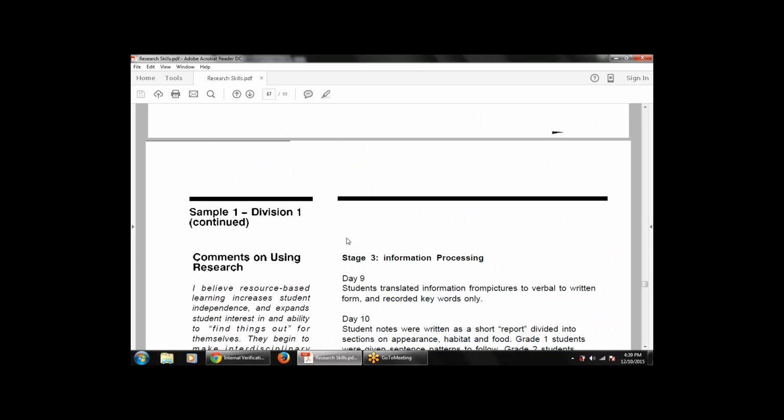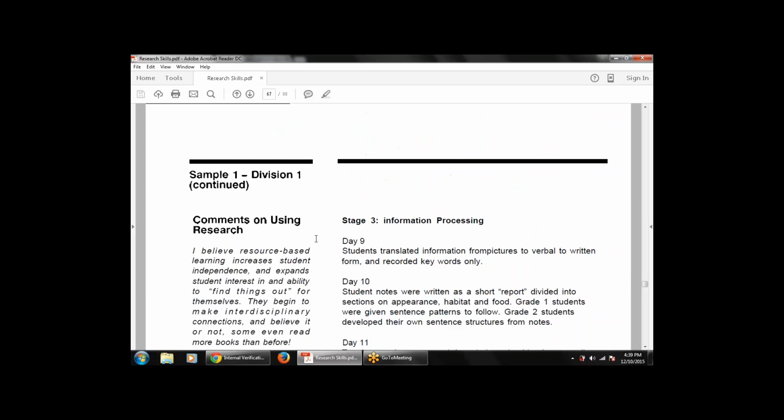The next stage is stage 3, information processing. That is a comment on using the research. I believe resource-based learning increases student independence and expands the student's interest in and ability to find out things for themselves. So whenever we are using resource-based learning, students become independent. They begin to make interdisciplinary connections and, believe it or not, some even read more books than before. So that is the comment on using the research.